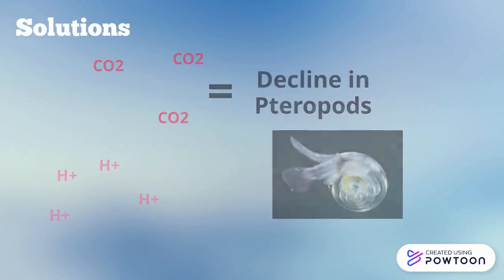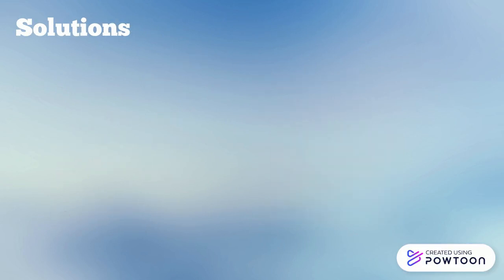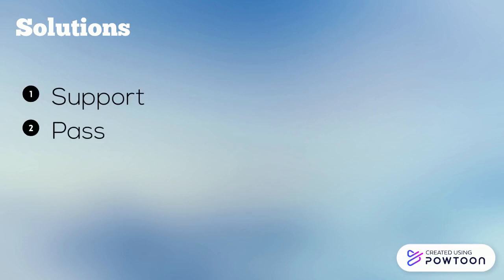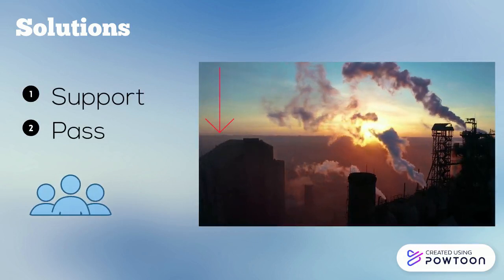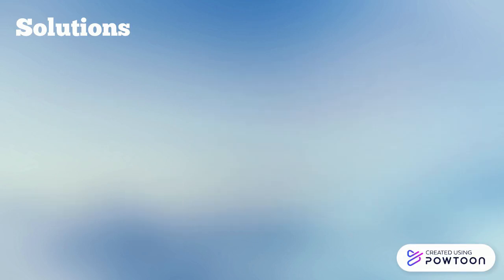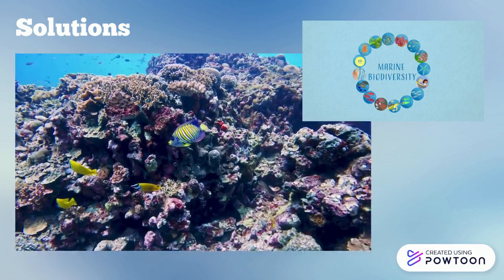But what should we do to solve this? One way to reduce CO2 emissions is to support and pass legislation that will act on implementing ways to reduce the use of fossil fuels. By working with scientists and advocating for a cleaner future, we can significantly reduce the harm to marine ecosystems.